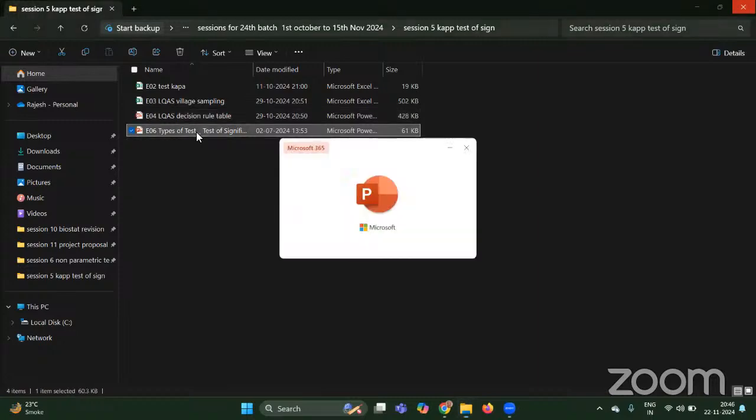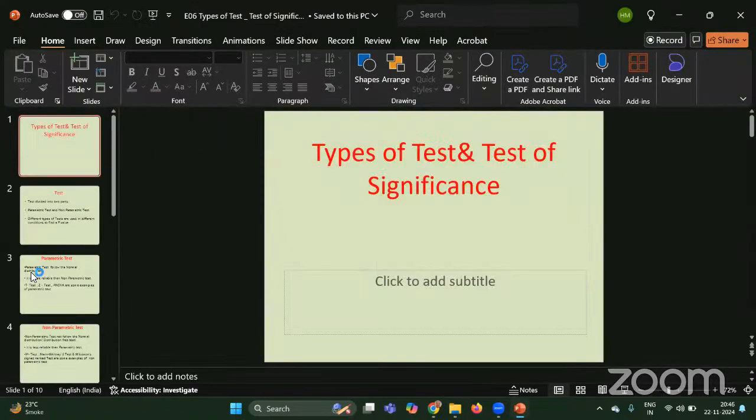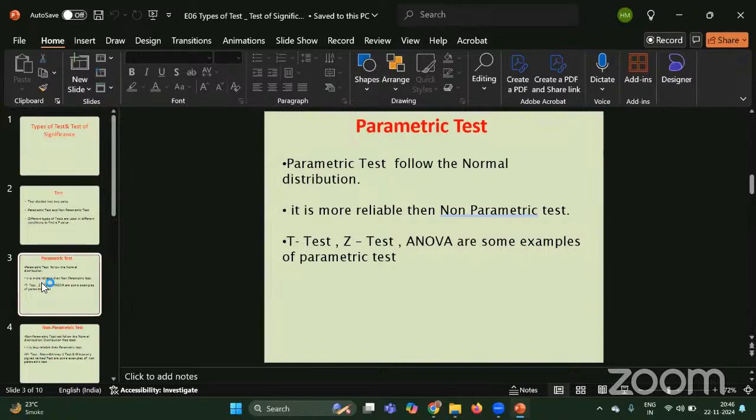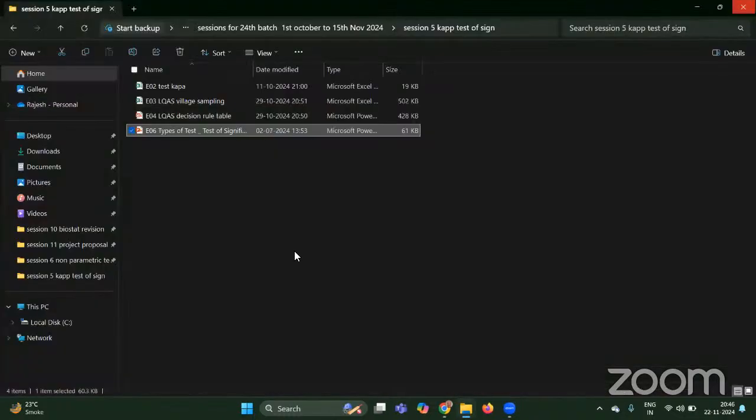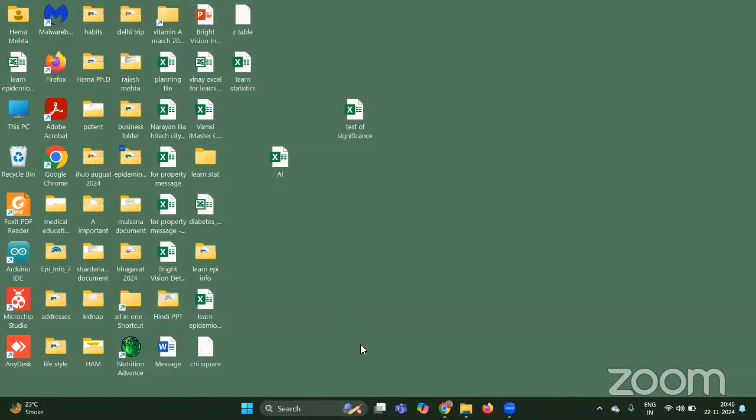And the test of significance file is already given to you, and we talked about this. So now we can take any specific questions you have, or we can end any time.